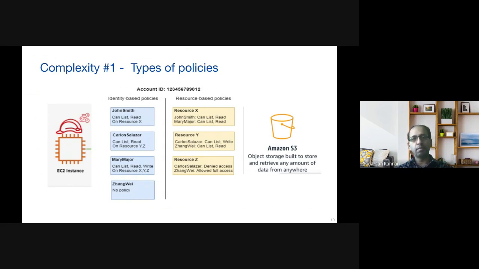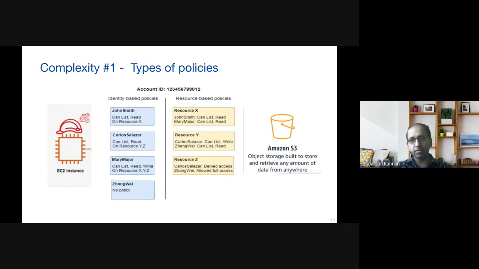But let me give you an example here. What you see in the slide is John Smith, for example. John Smith can list and read on a specific resource. That's what it's saying here. Whereas let's take Carlos Salazar. This person can list and read on resources Y and Z, but he cannot access resource X.